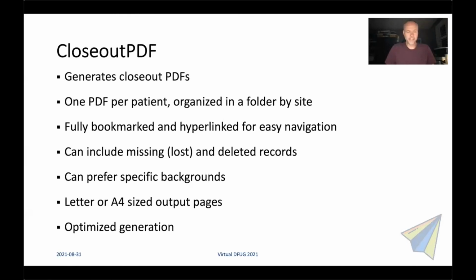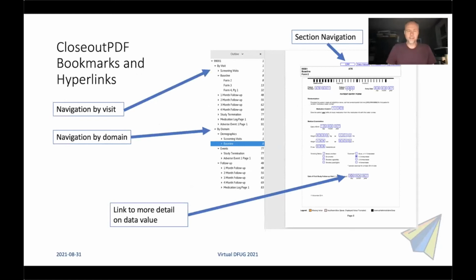It will generate letter or A4 sized output pages, and it has optimized generation to speed things up quite quickly. In most cases, it will take a few seconds to generate one of these closeout PDFs. They're heavily bookmarked and have lots of hyperlinks. So here's an example of what the navigation pane would look like.